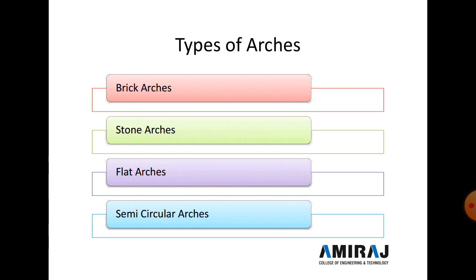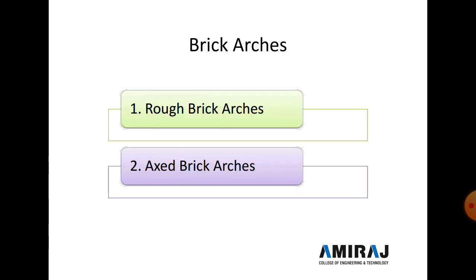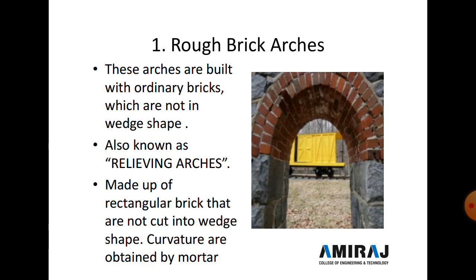Now here are the types of arcs. There are four main types of arches available. The first is the brick arc, the second is the stone arc, the third is the flat arc, and the fourth is the semicircular arc. So here we discuss them one by one. We start with brick arches. Brick arches are also divided into two parts: rough brick arches and the second one is extra brick arches. First we start with rough brick arches.